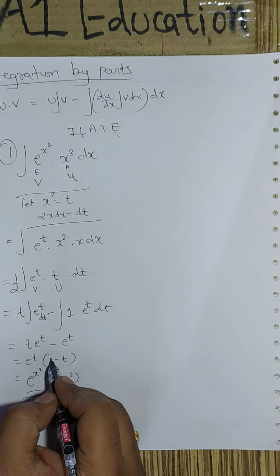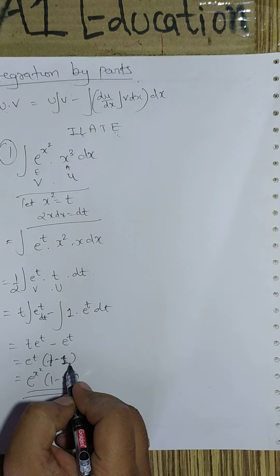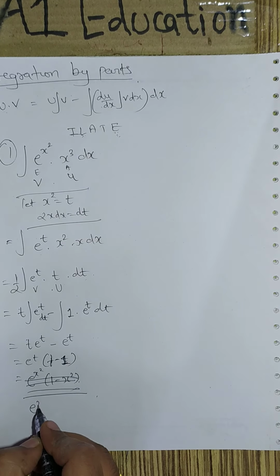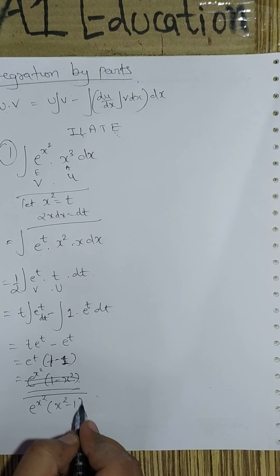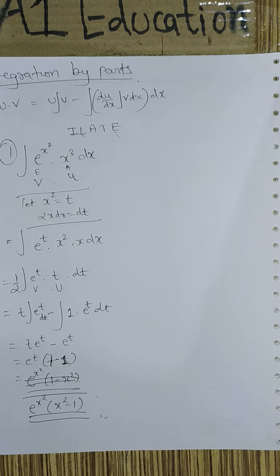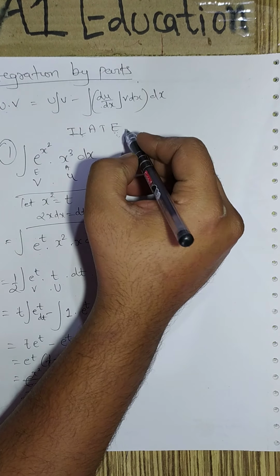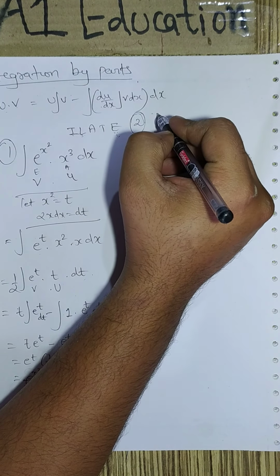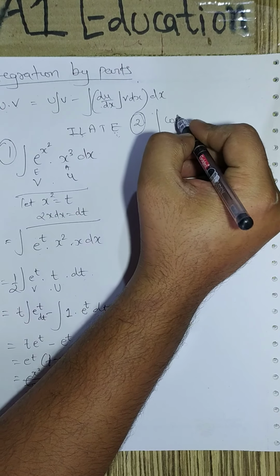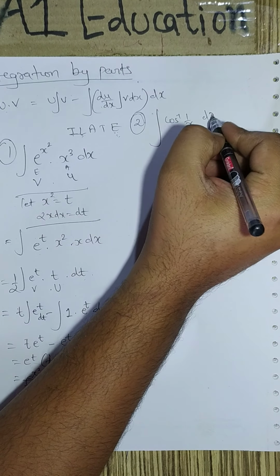Sorry, this will be t minus 1, so the answer is e to the power x² times (x² minus 1). Next question that we are going to see is integration of cos inverse of 1 by x dx.